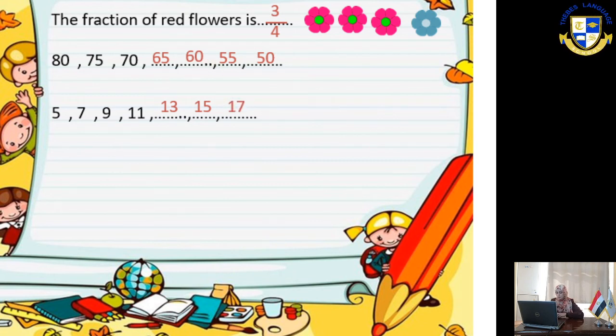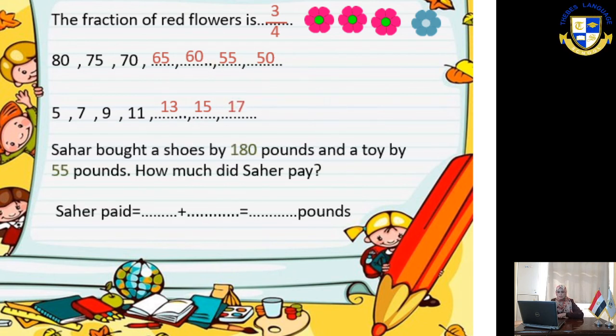You have a story problem. Sahar bought shoes for 180 pounds and a toy for 55 pounds. How much money did Sahar pay? She bought shoes for 180 and a toy for 55. How much money did she pay? Yes, plus 180 plus 55. The answer is 235. That's right.